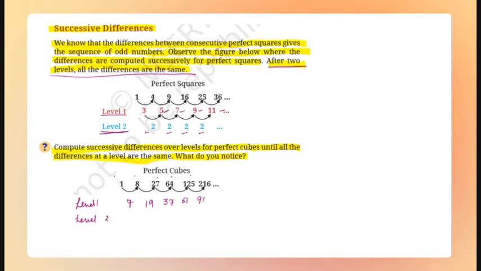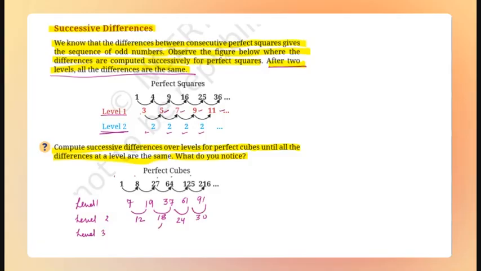Now 19 minus 7 would be 12. 37 minus 19 would be 18. 61 minus 37 would be 24. And 91 minus 61 would be 30. तो second level पे भी हमारे differences same नहीं आए. So let's go to the level number 3.